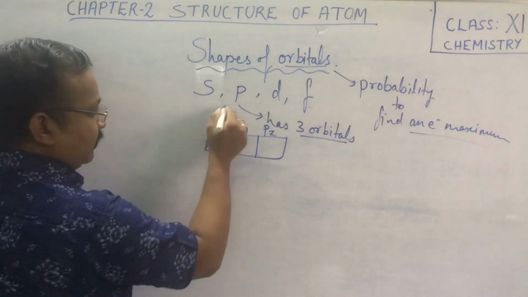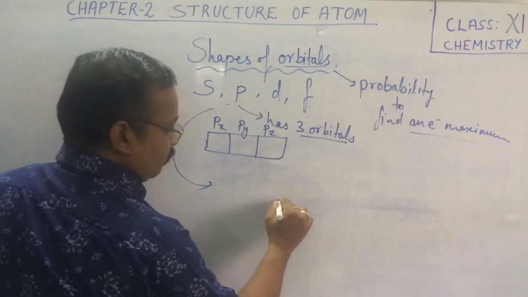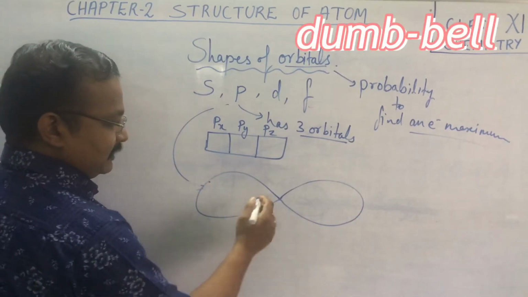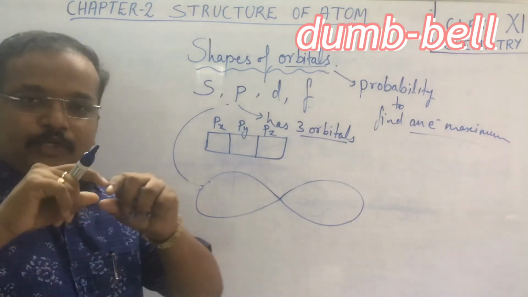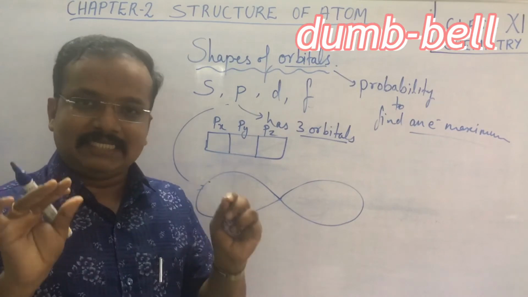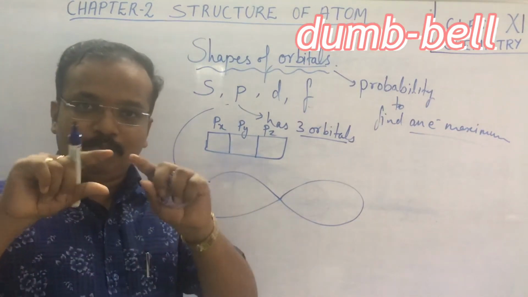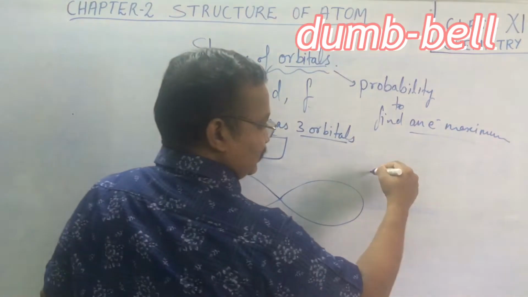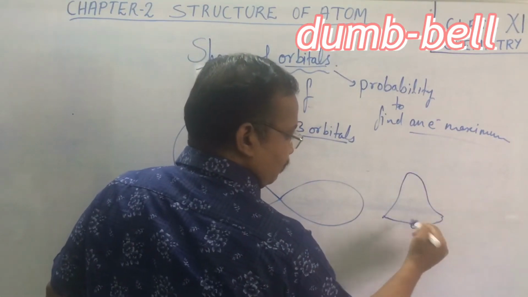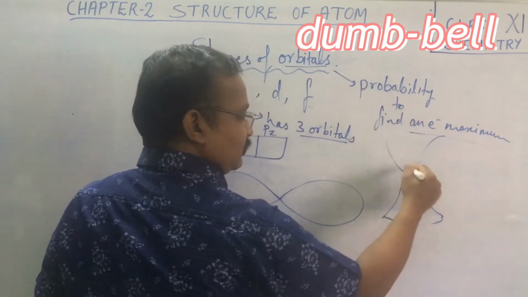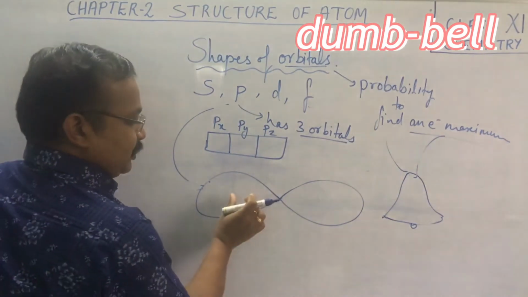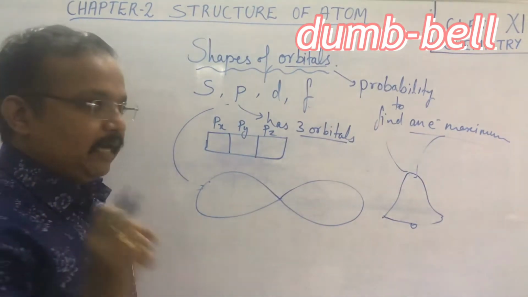This p orbital is in the shape of a dumbbell. Children, this is a dumbbell. Dumbbell means if you tie two balloons together, what shape comes? That is the dumbbell, meaning two bells. A bell is in this form, right? So this is a bell, and these two bells are tied together. That is the concept of a dumbbell. So the shape of the p orbital is a dumbbell shape.